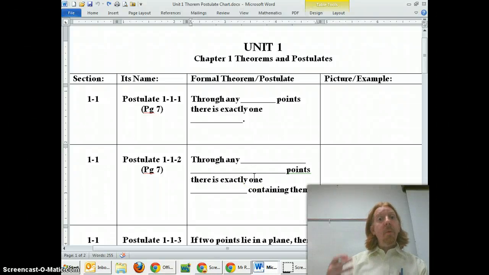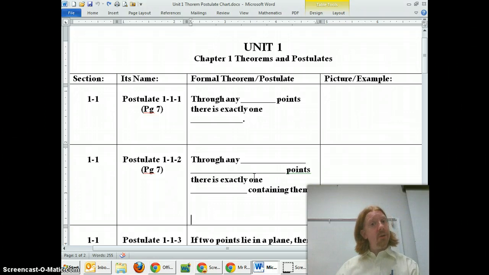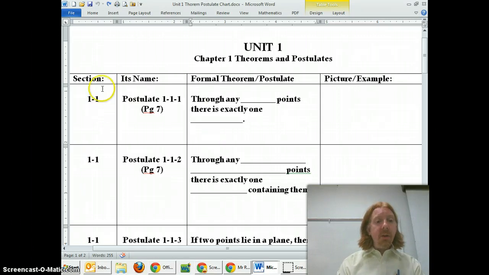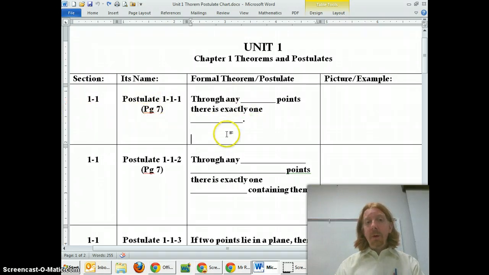All right, hi. What we're going to do here is go through the theorems and postulates for section 1 and for section 2. Now, in your notes, you should be making sure that all of this information is being recorded as I fill in this basic template. That means you need to make sure that you're including the section, the name of the postulate, the actual written out formal definition, and then any sketch that would apply to it.